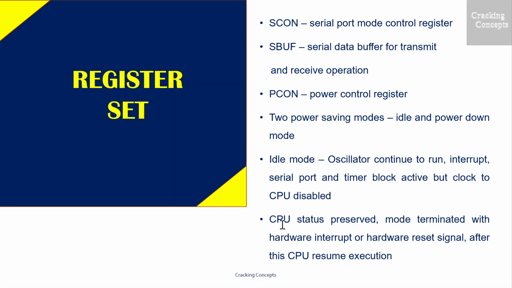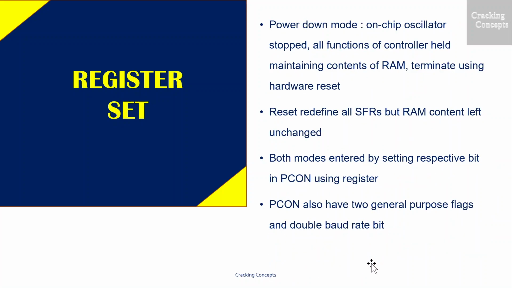The CPU status is preserved. This mode can be terminated with a hardware interrupt or hardware reset signal. After this, the CPU resumes program execution from where it left off. In power down mode, the on-chip oscillator is stopped. All the functions of the controller are held, maintaining the contents of RAM. The only way to terminate this mode is hardware reset. The reset redefines all the SFRs, but the RAM contents are left unchanged.